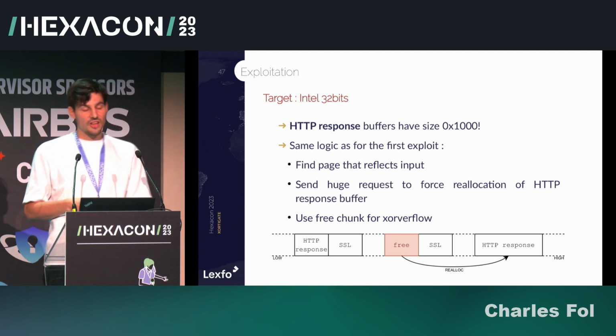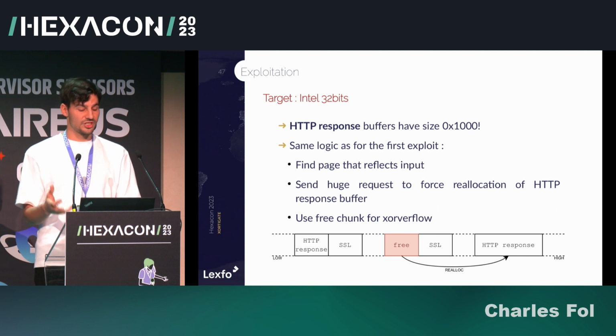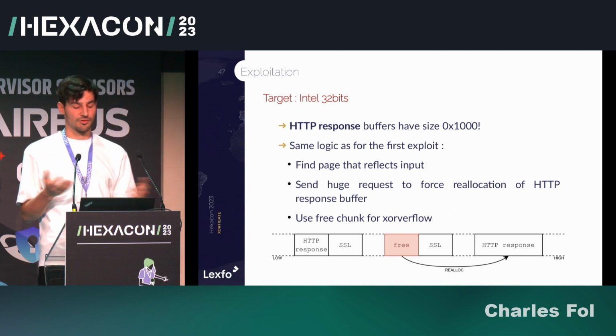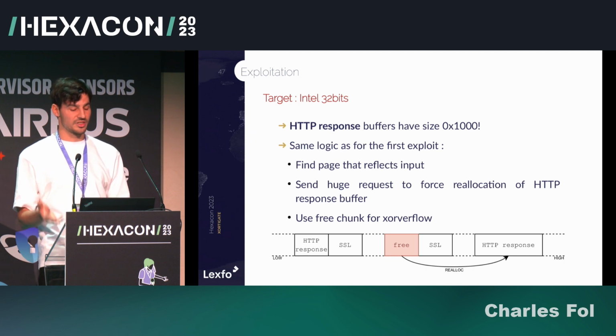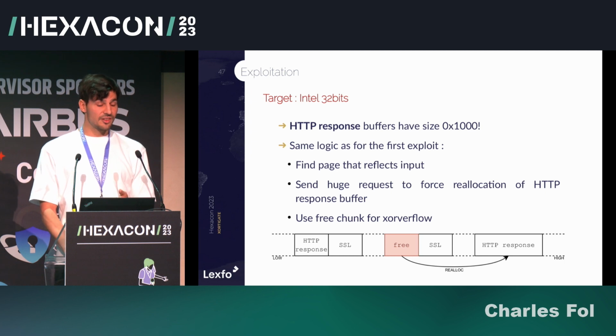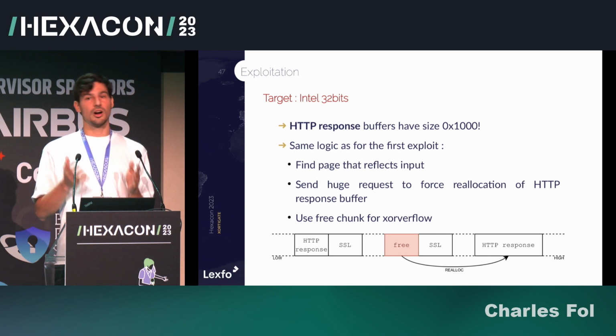And I just need to find some kind of text injection bug where I send an HTTP request of which the content is reflected in the HTTP response. And so the HTTP response buffer gets reallocated, and I get a free chunk right in front of the SSL buffer. So that's what I did. And that gave me an exploit that was similar to my first exploit. So it worked, but only if you are alone on the server.